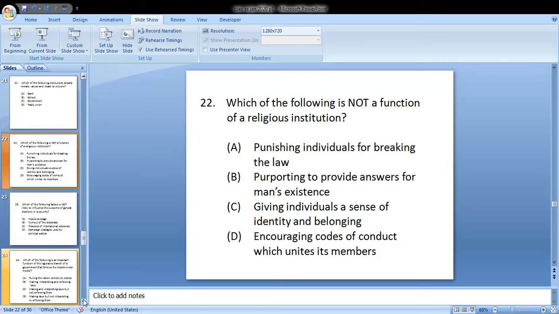Which of the following is not a function of a religious institution? A. Punishing individuals for breaking the law. B. Purporting to provide answers for man's existence. C. Giving individuals a sense of identity and belonging. D. Encouraging codes of conduct which unites its members. We know that our answer would be A. Punishing individuals for breaking the law. That's not a function of a religious institution.